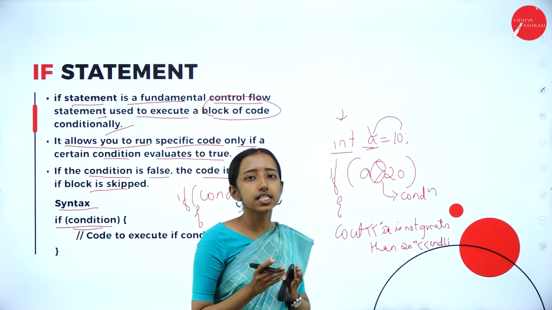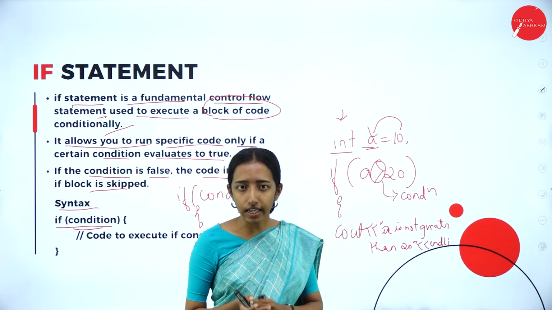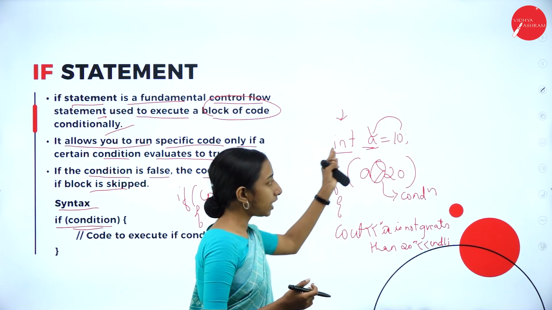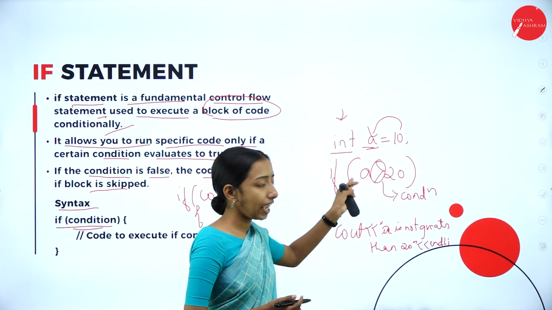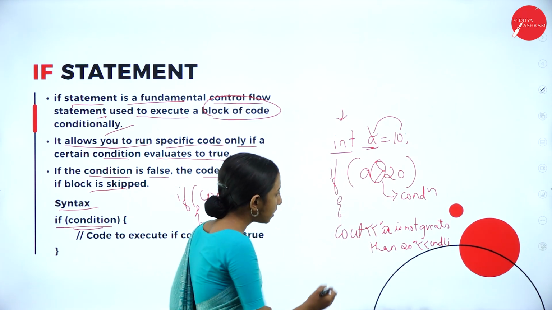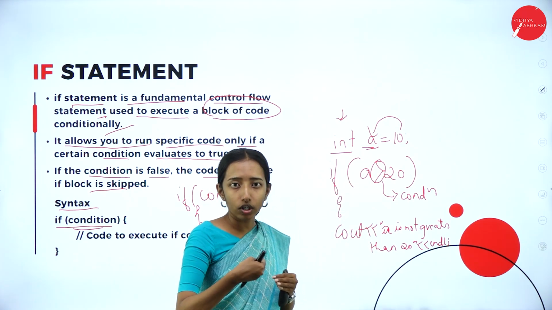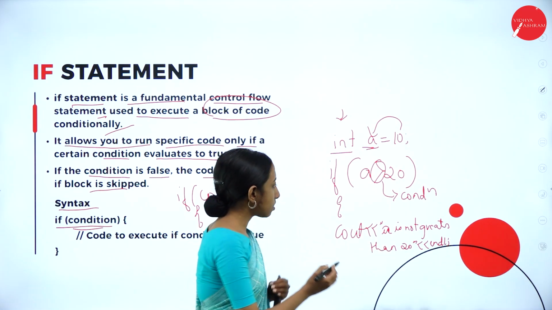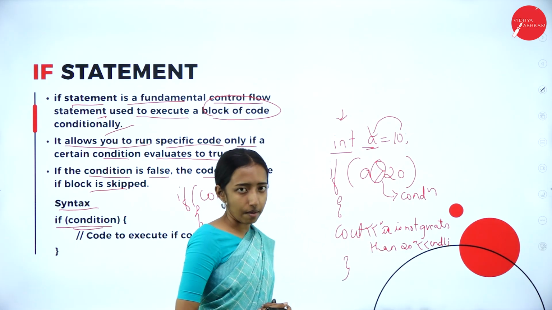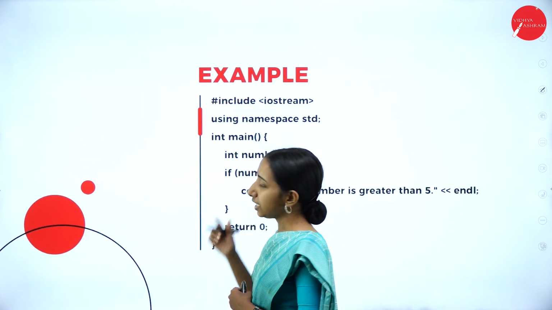This is just a simple if statement example. I have taken int A equals 10 and I am checking the condition if A is greater than 20. And the statement I am passing, A is not greater than 20. So this is just a simple example. Here also you can see the example.